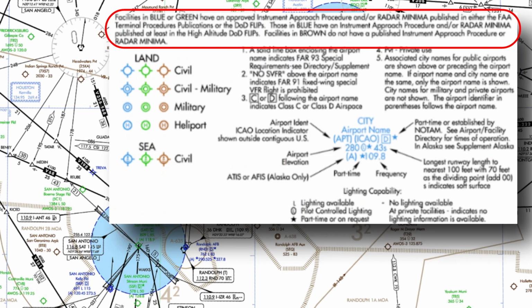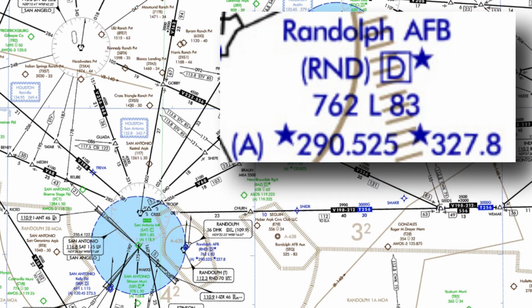Just to the east of San Antonio is Randolph Air Force Base. The blue text indicates the airfield has published approach procedures and/or radar approach minimums published in at least the high altitude DoD flight information publications. It is a Class Delta airport, but when the tower is closed, it reverts to Class E.